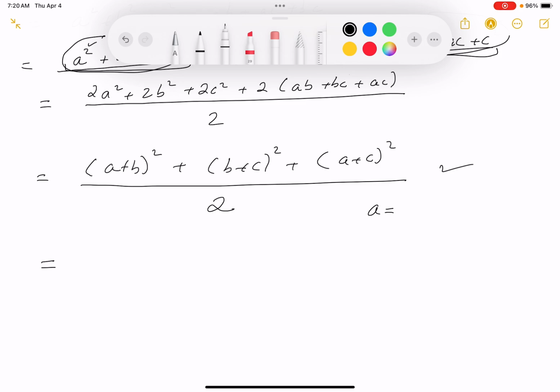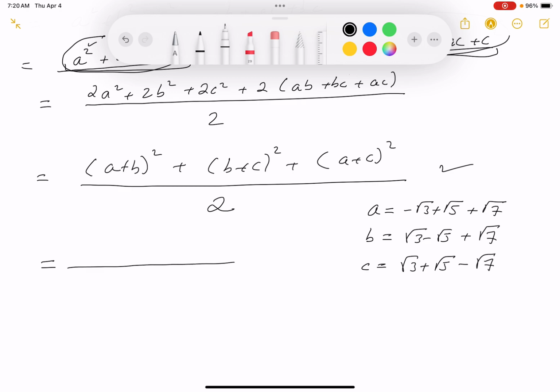A is minus root 3 plus root 5 plus root 7. And again, all I'm doing is looking back over the actual question now, and this is given to me. I'm not memorizing this, by the way. I'm just looking back over the question. And B is root 3 minus root 5 plus root 7. And C is going to be root 3 plus root 5 minus root 7. All right? So let's write this down now. And it doesn't look that bad, by the way.